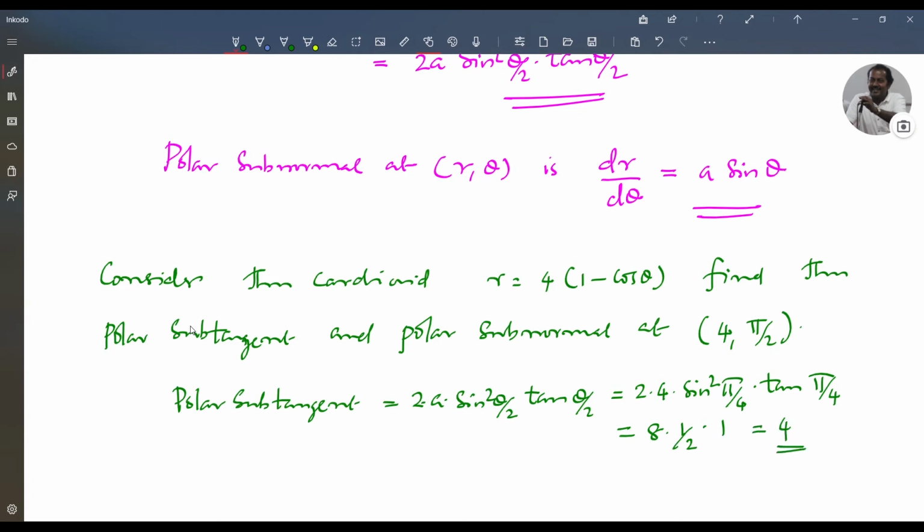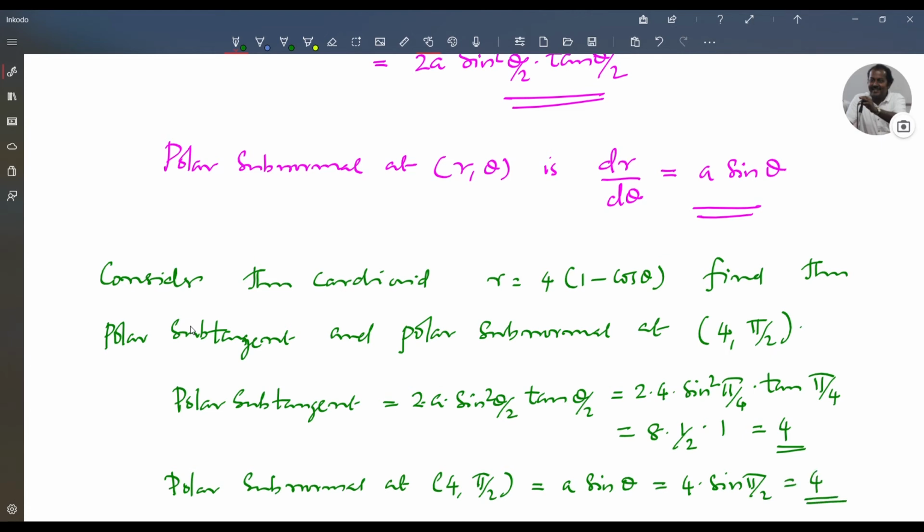And polar subnormal at 4, pi by 2 is a sin theta. So this is a is 4, sin theta is sin pi by 2. So this is 4. So we may verify this using GeoGebra.